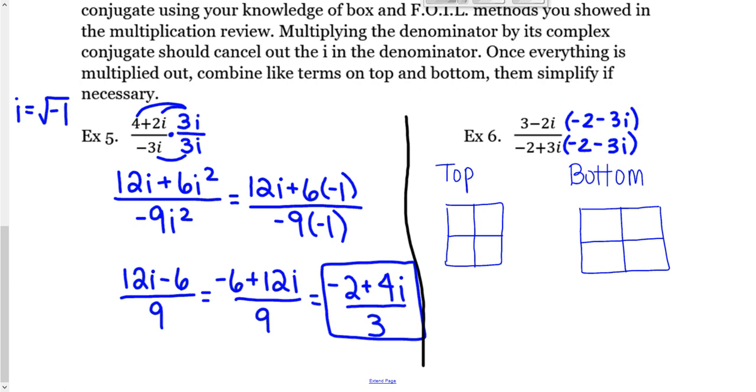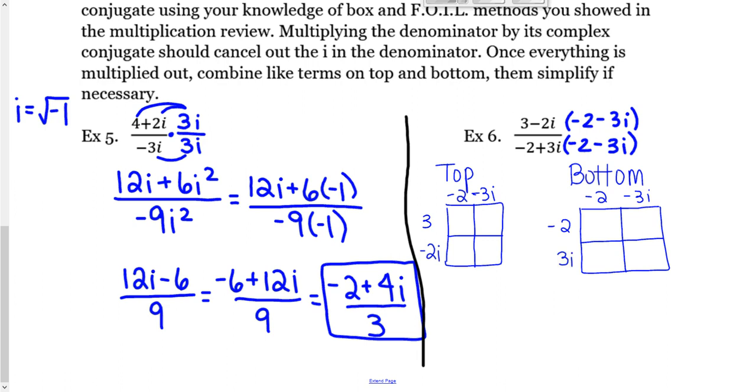Okay, so let's look at the top. I've got 3 minus 2i, and I've got negative 2 minus 3i. For the bottom, I've got negative 2 and a positive 3i, and then a negative 2 and a negative 3i. Again, it doesn't matter what you put across the top or across the side. When you multiply it together, it's the same anyway.